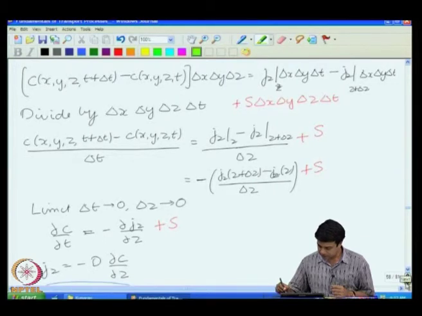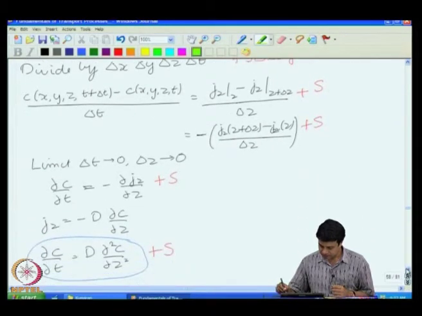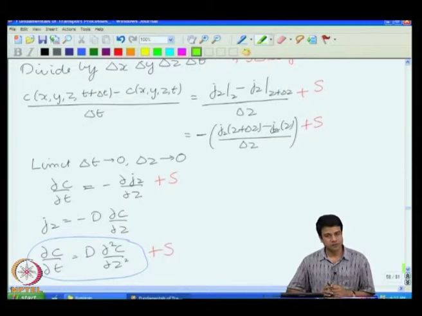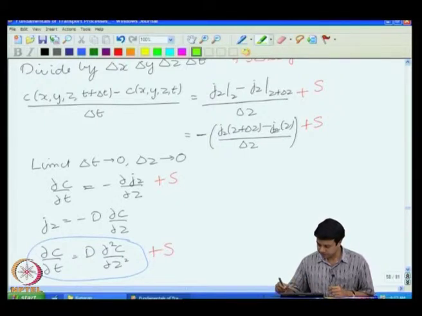In the case of mass transfer, we get an equation that looks exactly the same, except that the concentration is substituted for the temperature and the mass diffusion coefficient is substituted for the thermal diffusion coefficient.